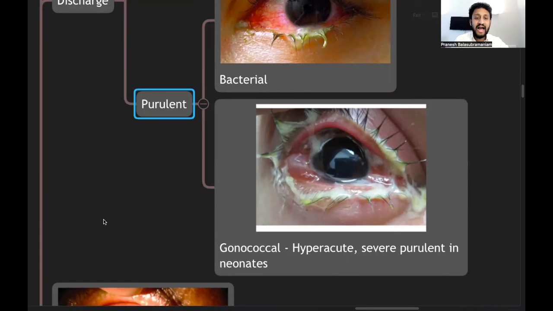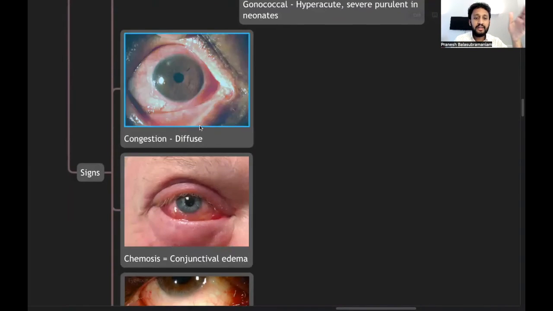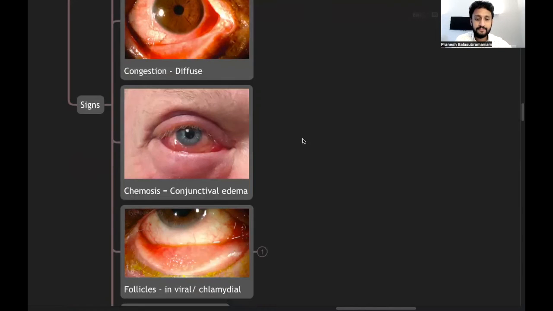All right, with that in mind, let's go to the other signs here. The diffuse congestion is one thing. We said that this is different from the ciliary congestion, what you see in keratitis or uveitis. This is more of a diffuse, superficial congestion, which most often you see in the lower palpebral conjunctiva, versus a ciliary congestion, which you will see surrounding the limbus. The other names for the ciliary congestion are circumcorneal congestion or perilimbal injection. This is more of a diffuse congestion in conjunctivitis.